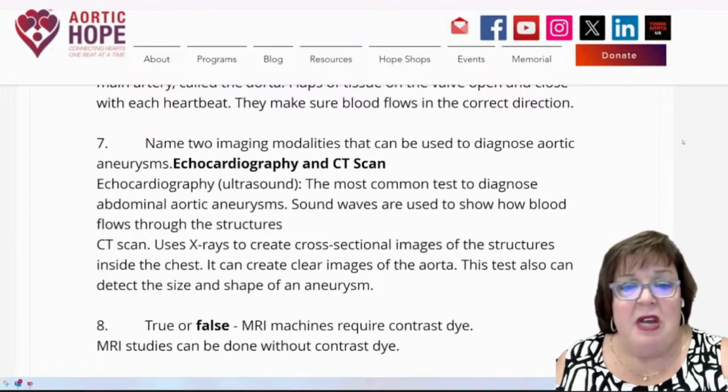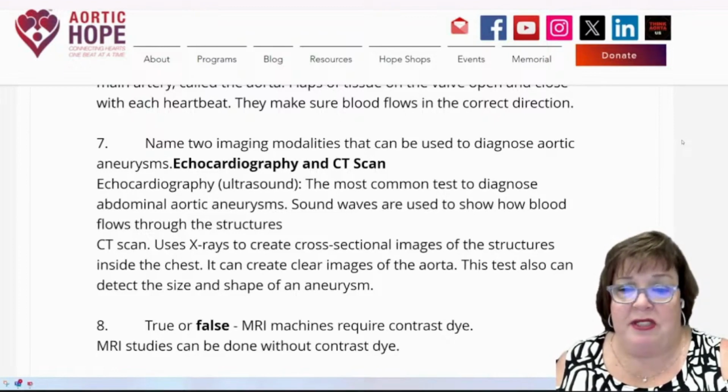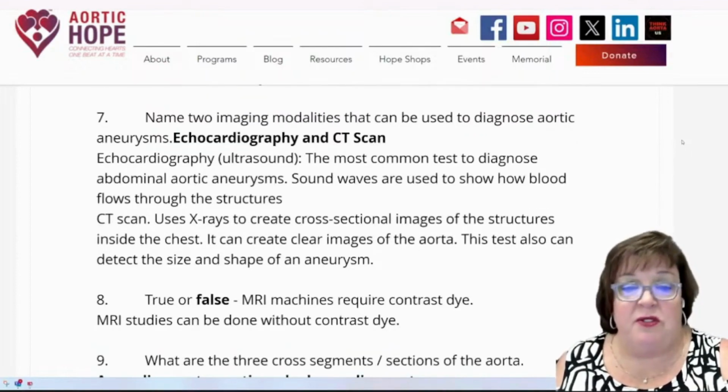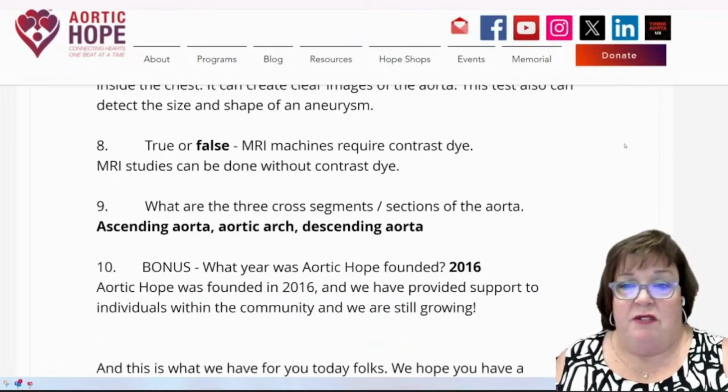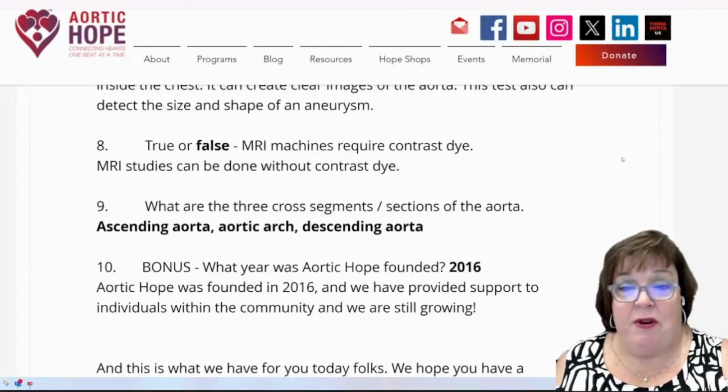Again, true or false. MRI machines require contrast dye. MRI studies can be done without contrast dye, so it is false. You can have both. What are the three cross-sectional sections of the aorta? The ascending aorta, the aortic arch, and the descending aorta.